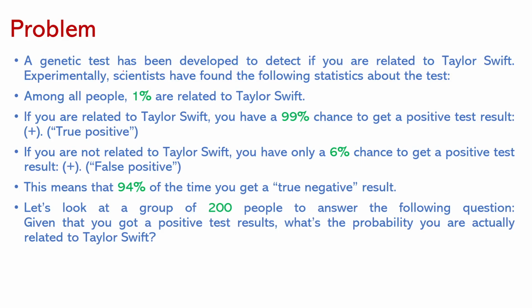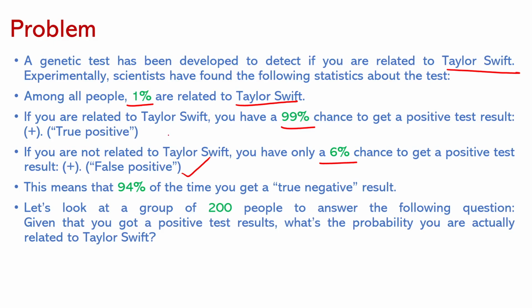A genetic test has been developed to detect if you are related to Taylor Swift. Experimentally, scientists have found the following statistics. Among all people, 1% are related to Taylor Swift. If you are related to Taylor Swift, you have a 99% chance to get a positive test result. If you are not related, then you have a 6% chance to get a positive result, that is a false positive.